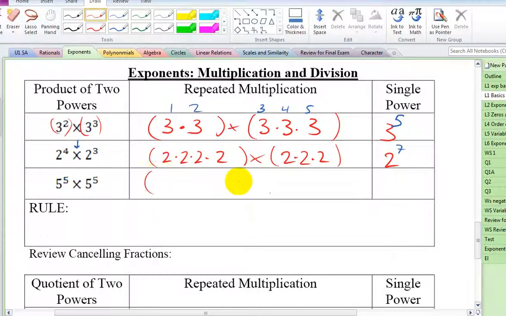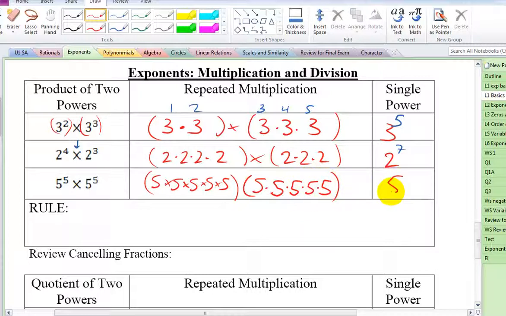So here we would have, what? 5 of them. And then altogether, exponent 10. So what would be a rule that we could use to shortcut the repeated multiplication? Here we have a 4 and a 3, and we can get 7. Karen Joe?